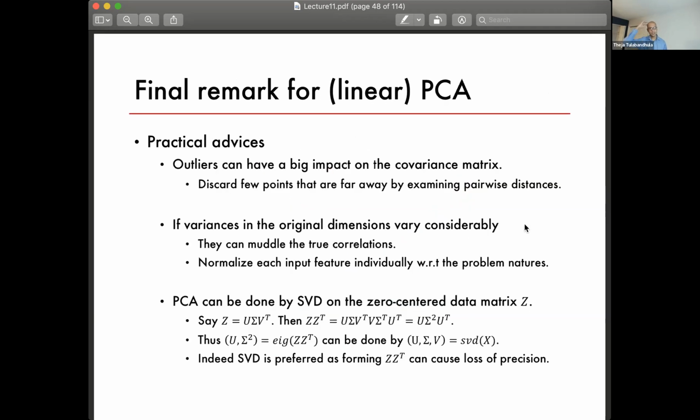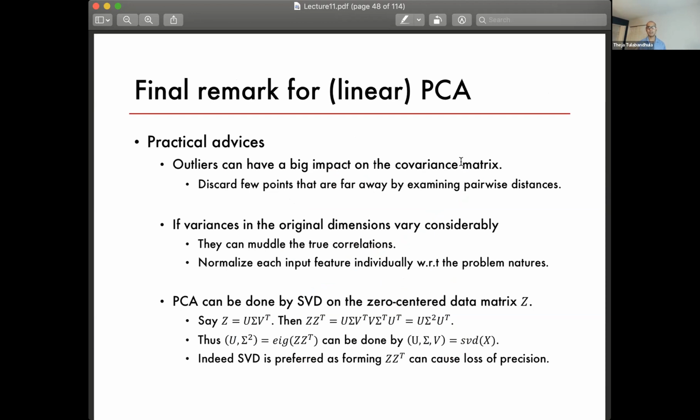But there are a few comments to make. Firstly, if you have a data set and you imagine it in an n-dimensional space, and there are points which are far away from the others, they can have an outsized impact on the empirical covariance matrix. Because remember, in the empirical covariance matrix there is always an outer product term for each data point.